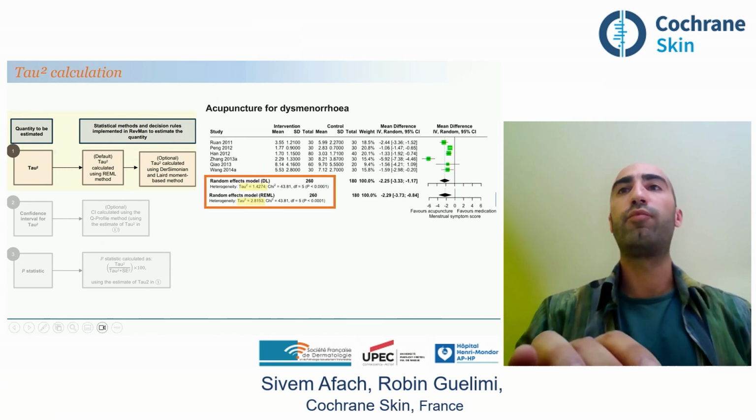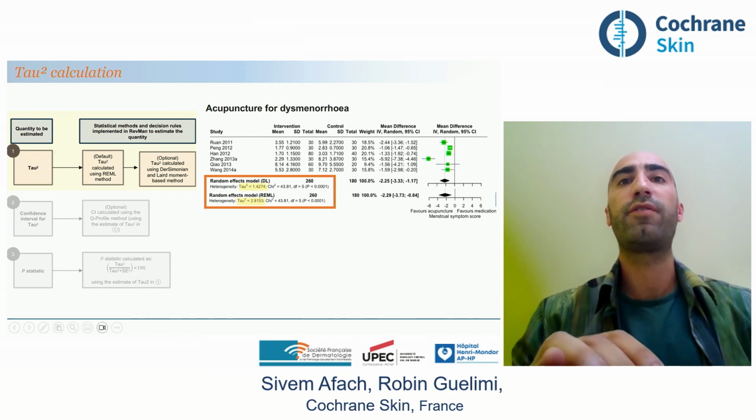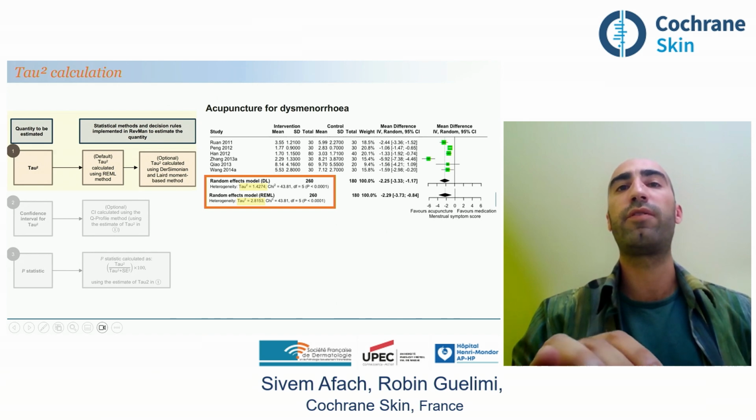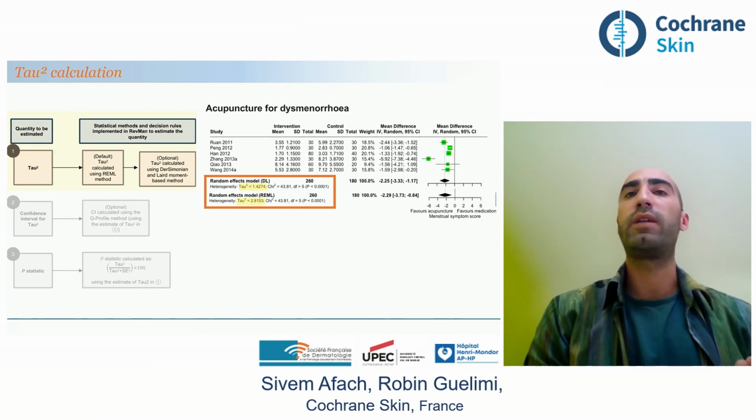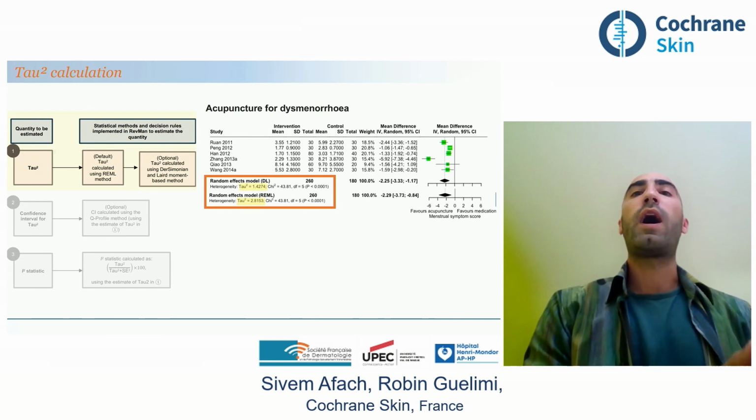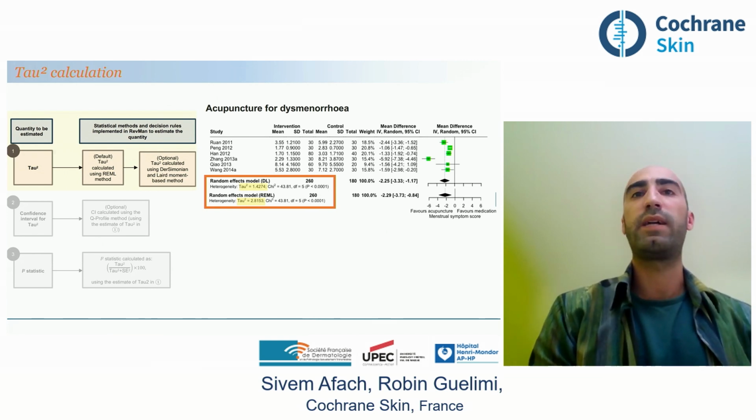Here we have an example with the tau square estimation using the DerSimonian and Laird method, and also the tau square estimation using the restricted maximum likelihood method. And here, the restricted maximum likelihood method has a higher value of tau square, which better reflects the heterogeneity of the meta-analysis.